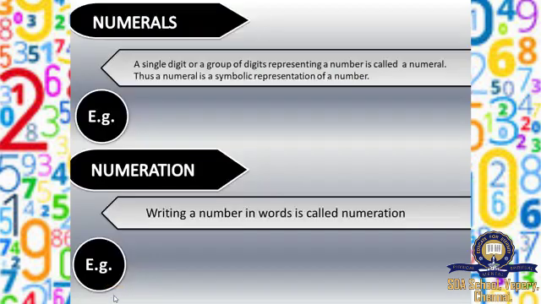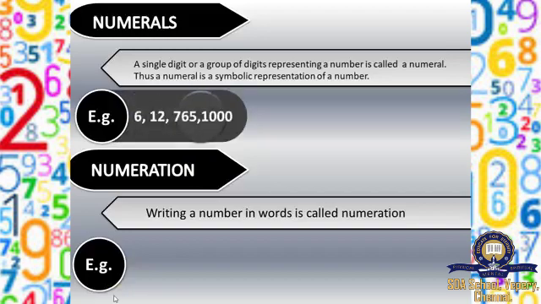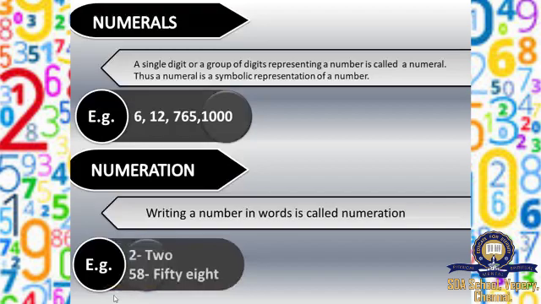Numerals, numeration. A single digit or a group of digits representing a number is called a numeral. Thus, a numeral is a symbolic representation of a number. Example: 6, 12, 765,000. Numeration. Writing a number in words is called numeration. Example: 2 is written in words as TWO. 58 is written in words as FIFTY-EIGHT.